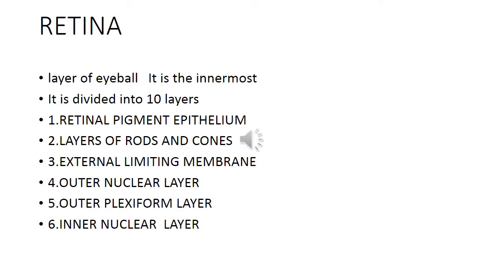Now coming over to the retina. Retina is actually the innermost layer of the eyeball, and it is neural in nature, and it is divided into 10 layers. Number one is the retinal pigment epithelium layer, then the layer of the rods and cones, then comes the outer limiting membrane or the external limiting membrane, then comes the outer nuclear layer, then the outer plexiform layer, then the inner nuclear layer, and then the inner plexiform layer.